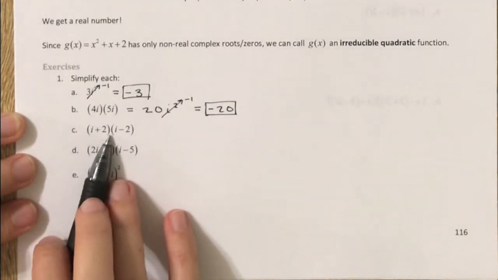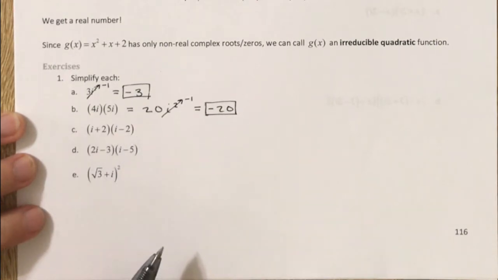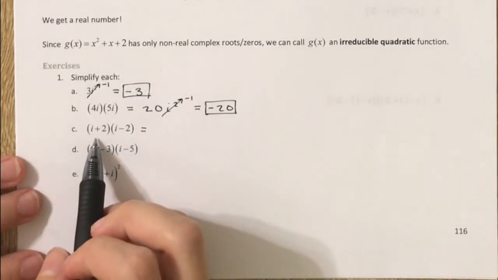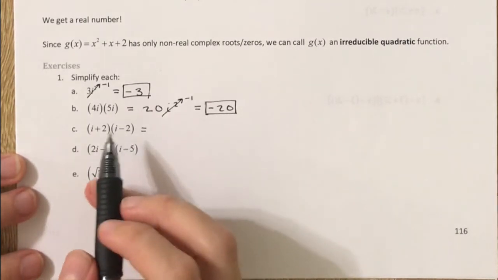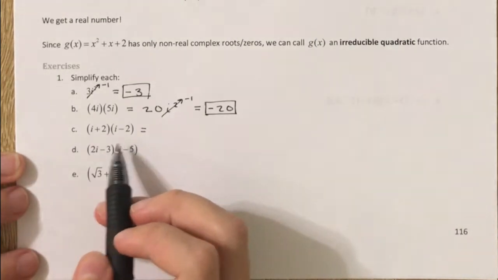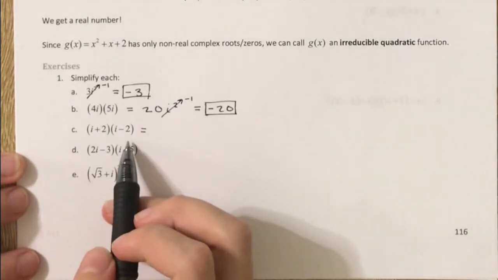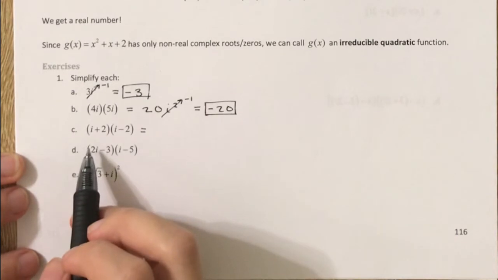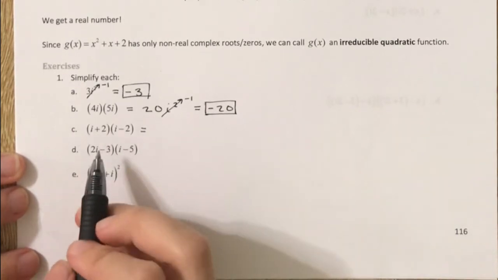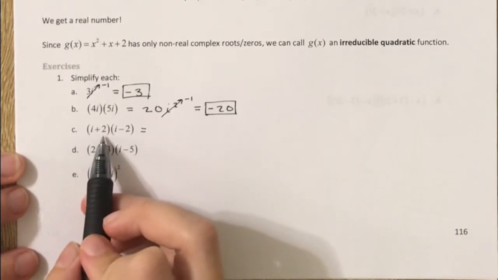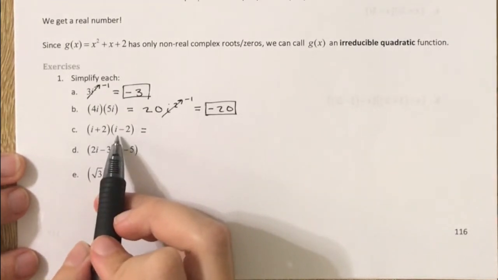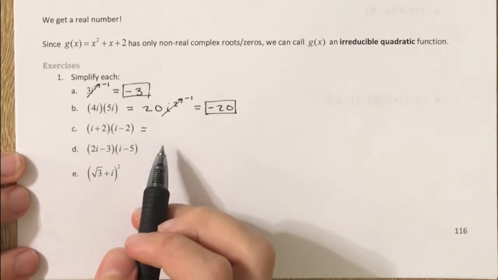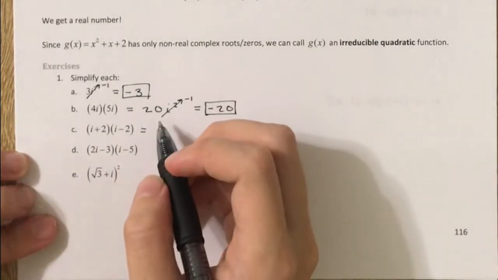Let's say we have i plus 2 times i minus 2. First of all, are these complex numbers? Yeah, they are. But they don't look like the ones that we've seen so far. These guys are not in standard complex form. In standard complex form, the real part comes first and the imaginary part comes second. So in standard complex form, we would have 2 plus i and negative 2 plus i. Let's see what we get here when we multiply this out.